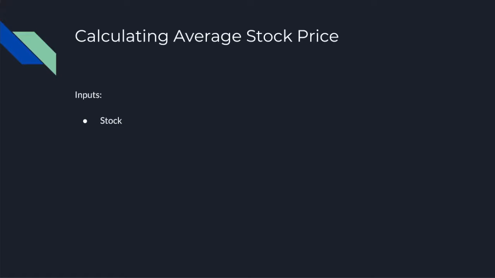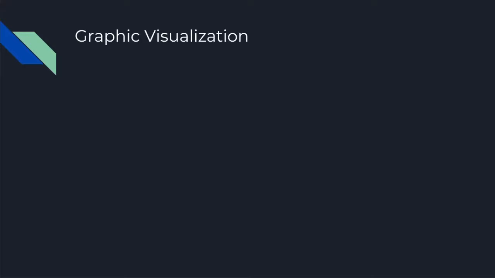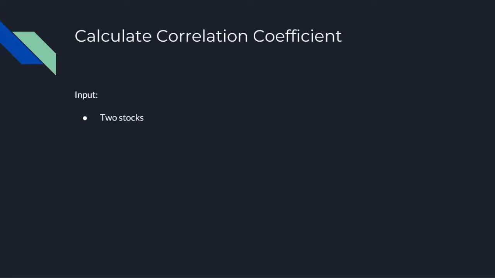Here the user inputs a stock and a start year and an end year, and it gives you the average stock price of the stock between the 2 years. The second portion of my user interface is the graphic visualization portion. Here the user inputs again a stock and a start year and an end year. Third is the correlation coefficient section. Here the user inputs 2 stocks and a start year and an end year.